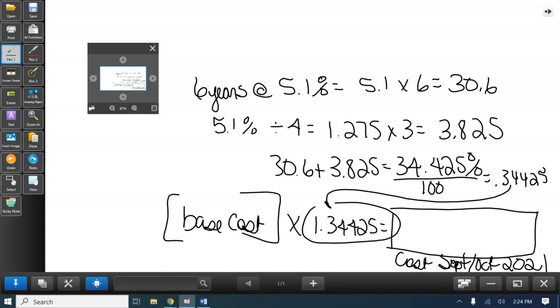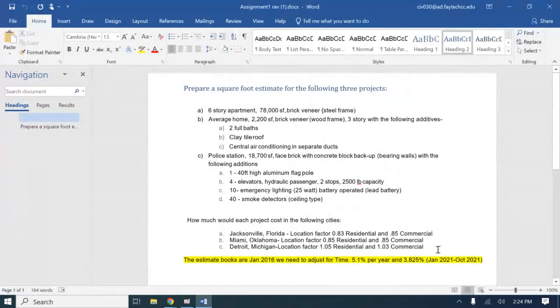I would go ahead, and once you get your base costs, each one for the 3 projects, we're going to go to 2021. So we're going to use 1.34425 for the cost to bring it to 2021.